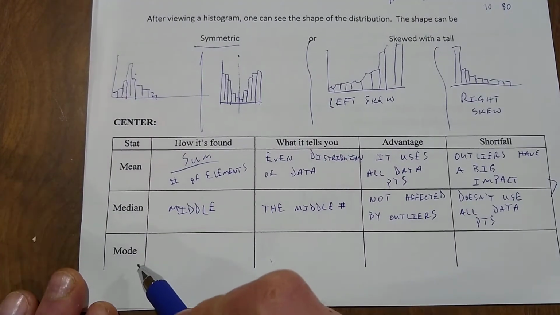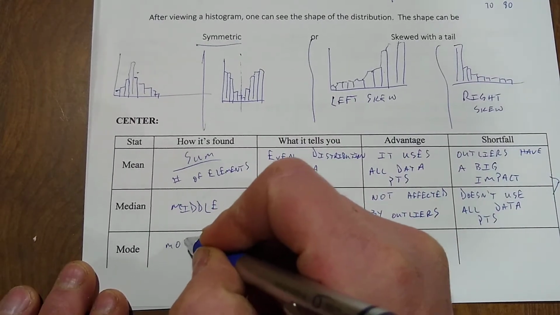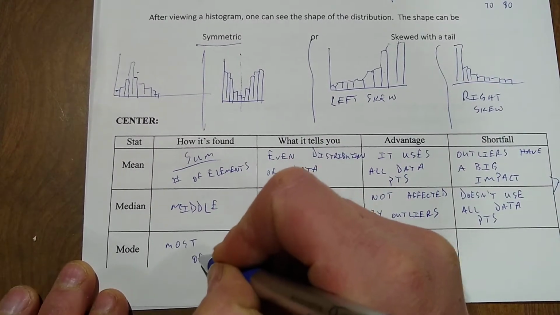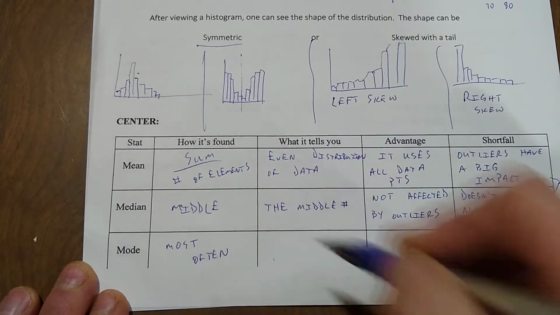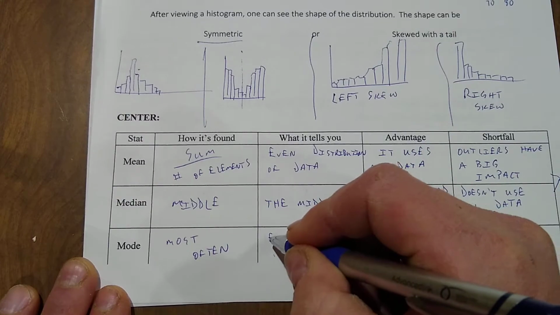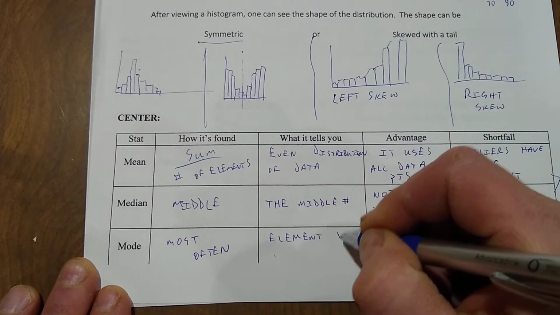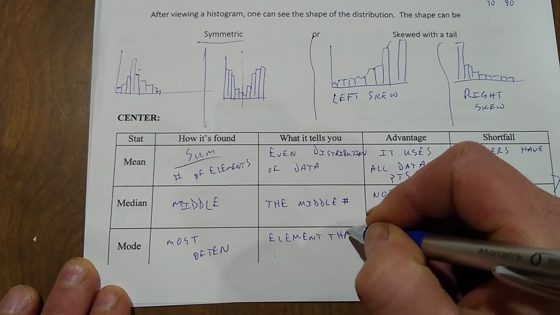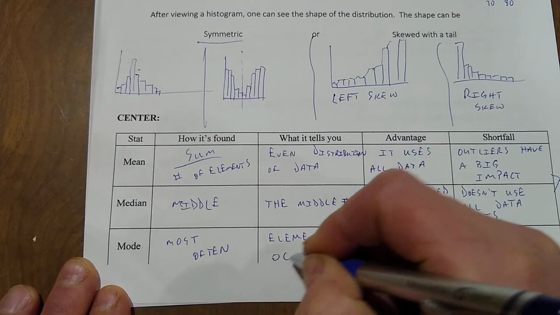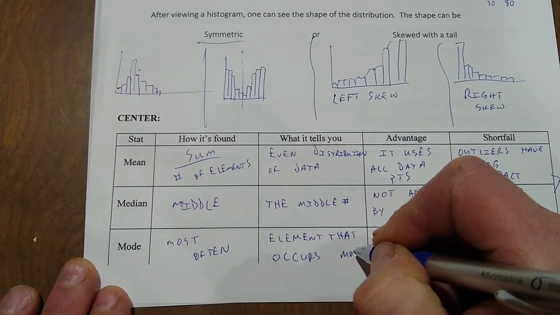The mode is probably the least effective of all of them. How it's found is which one occurs the most often. It's not the maximum, but the one that occurs the most often. What it tells you is the element that occurs most often. Here, the C occurs 2 times, the R once, so C is the mode.